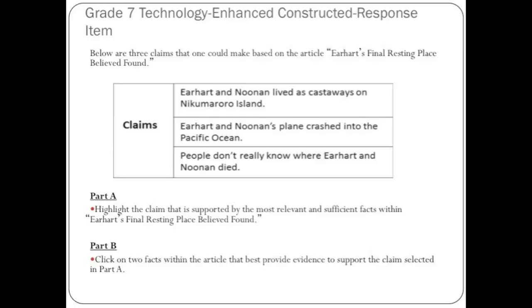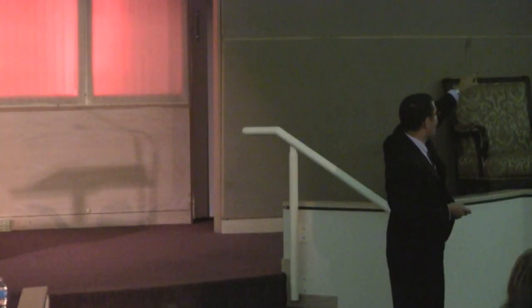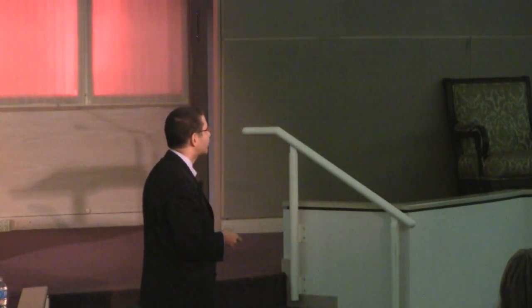Here's a technology enhanced item. Below are three claims that one could make based on the article, Earhart's final resting place. Highlight the claim that is supported by the most relevant and sufficient facts within the article. Click on two facts within the article, making them go back to the text, that best provide the evidence to support the claim selected. So even though they're just highlighting one of these three claims, people can say they're guessing that part, but they have to go to the text and find two facts that support their answer.